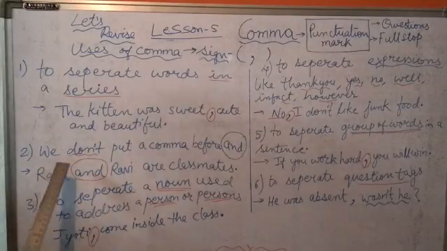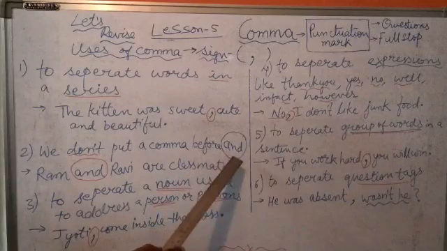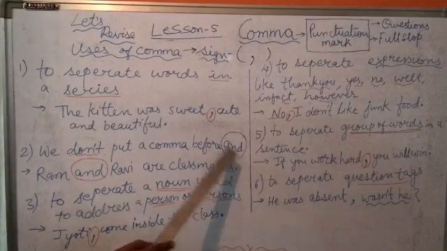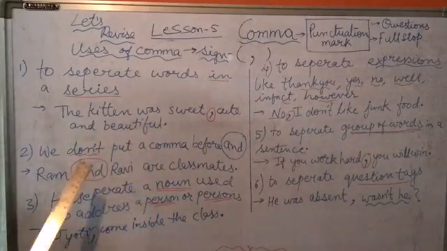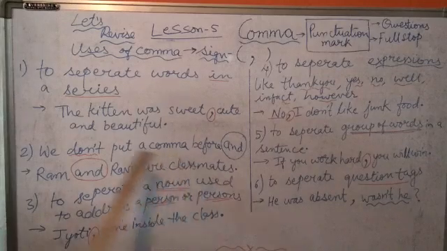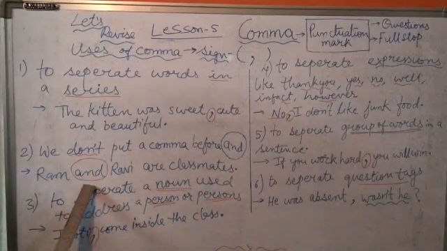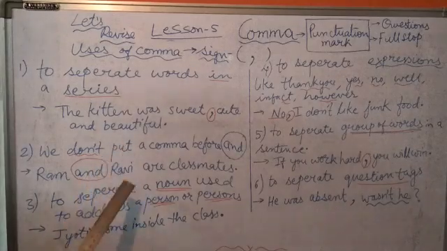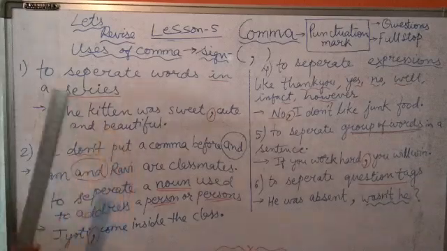Number 2, a very important point: we don't put a comma before the word and. Students, whenever we are using and, we will not put a comma. For example, Ram and Ravi are classmates. So, between these two proper nouns I have used and. Before or after it, we will not put a comma according to the rule.